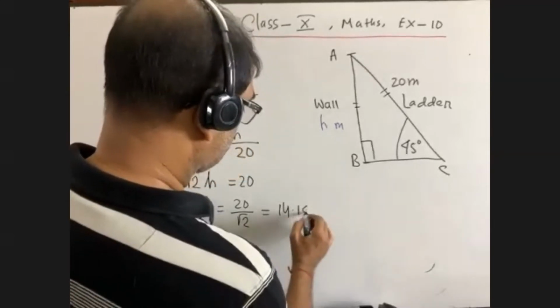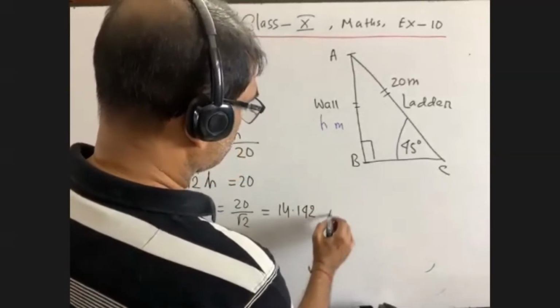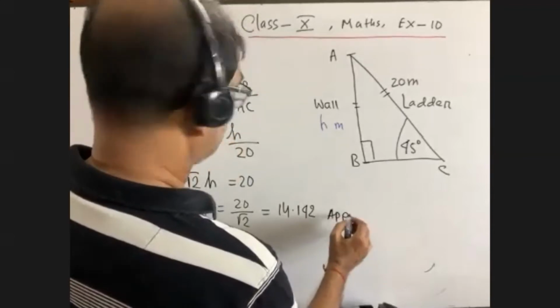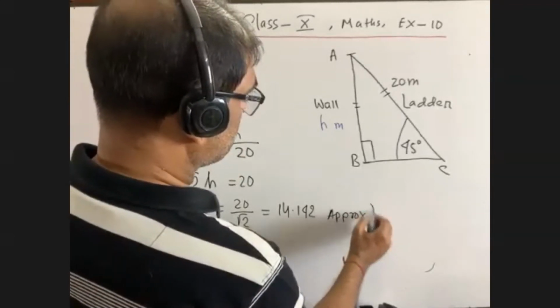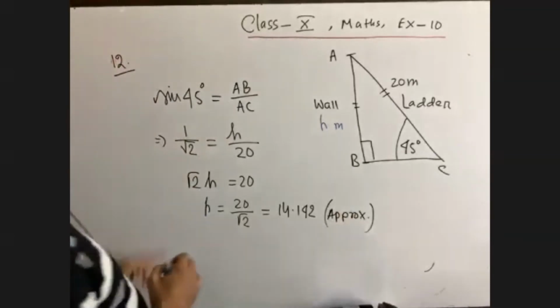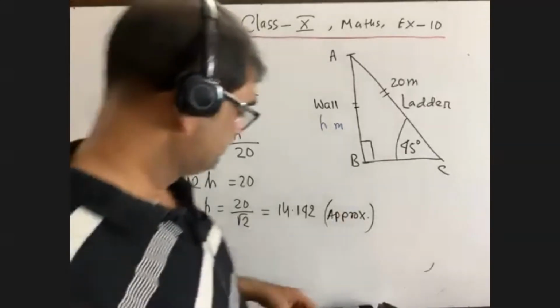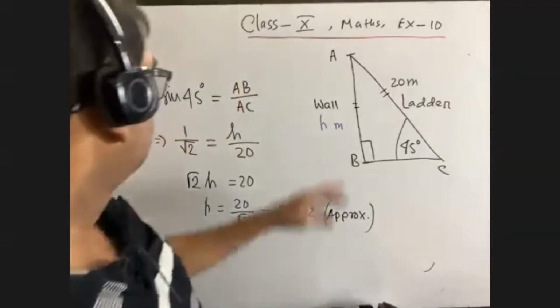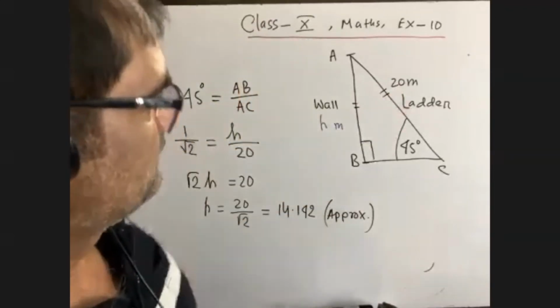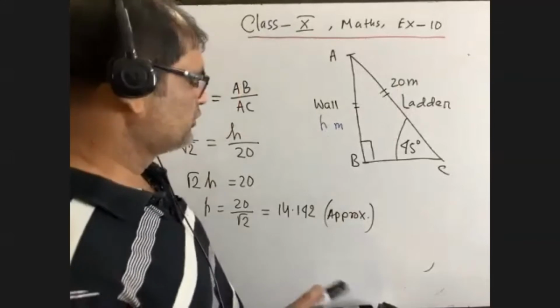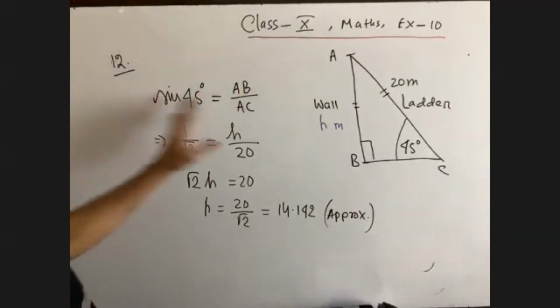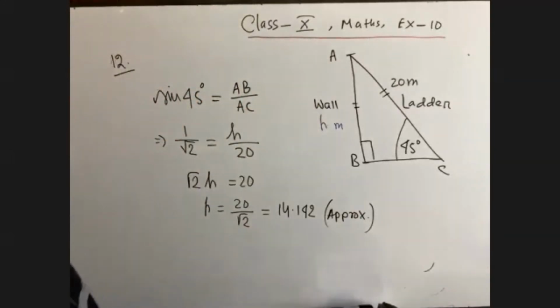14.142. Sir, are you doing the 12 number math? Yes. Sir, in the question it's 18 meter. Oh, we have taken 20 meter. Yes, sir. Okay, not a matter. You consider it as 18 meter. Okay, not a matter. Is it okay? So you have got it.